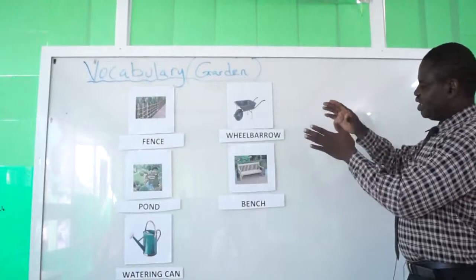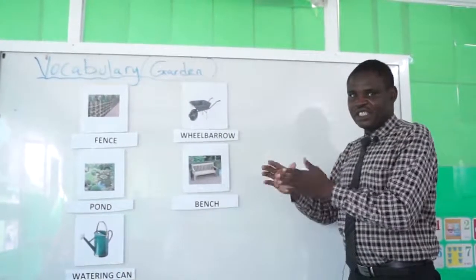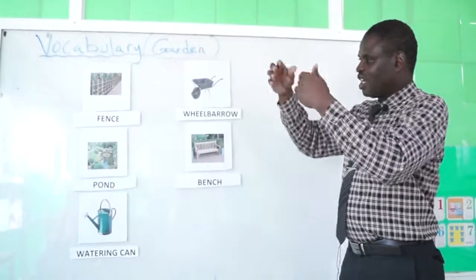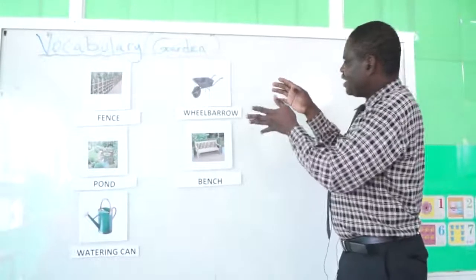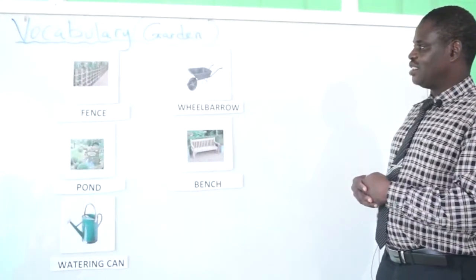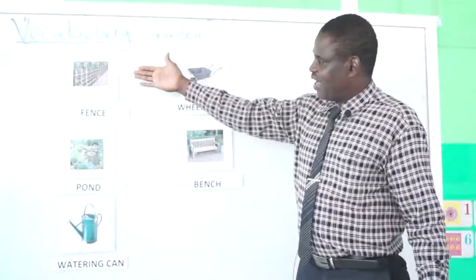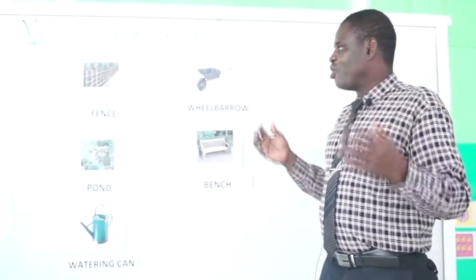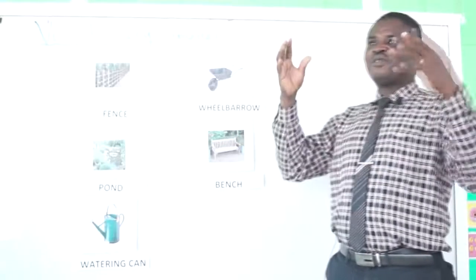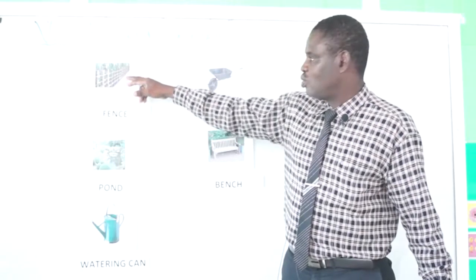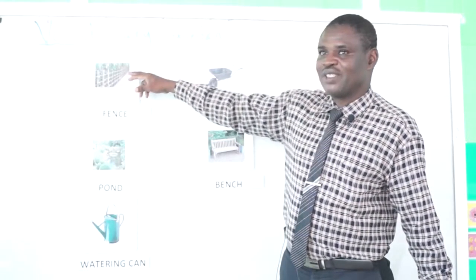These are some of the things that can be found in the garden. In our previous lesson, we talked about other things, and these are additional things that can be found in the garden. We have fence. As you can see, fences are made of different styles and different materials. And if you see this one, it is made of bamboo. So this is a bamboo fence.